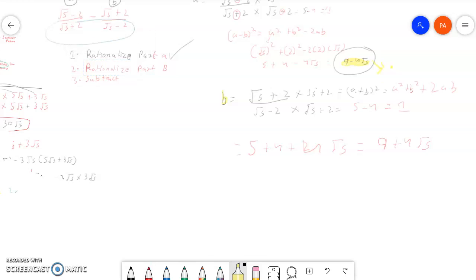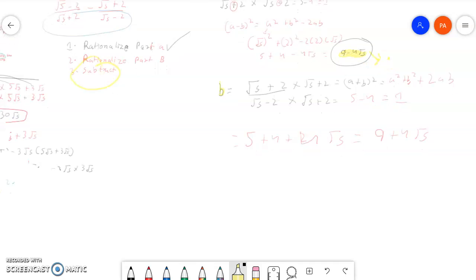Now comes the trickier part. It's not tricky at all, but many students forget it and they lose all of their marks. The subtraction part. Fine. So our part A is 9 minus 4 root 5. Okay. And our part B is 9 plus 4 root 5. Pause the video and tell me your answer in the comments. What do you think it is?